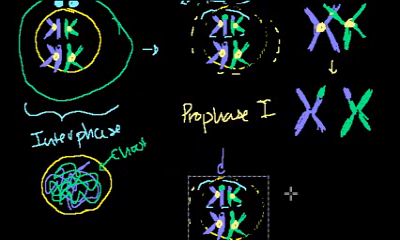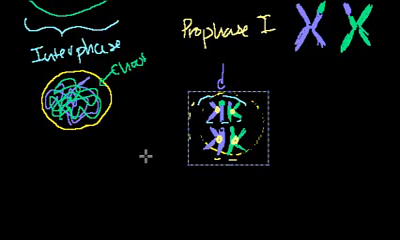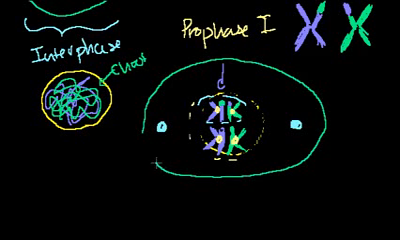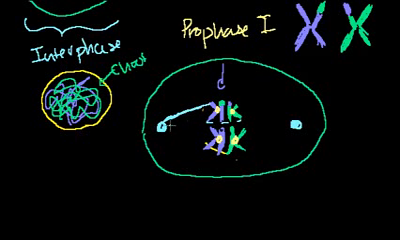The nuclear envelope is now gone. The centrosomes have gone to opposite sides of the cell itself. Maybe I should draw the entire cell now that there's no nucleus. Let me erase the nucleus a little bit better than I've done. Let me erase all of that. And of course, we have the spindle fibers that have been generated by now with the help of the centrosomes.